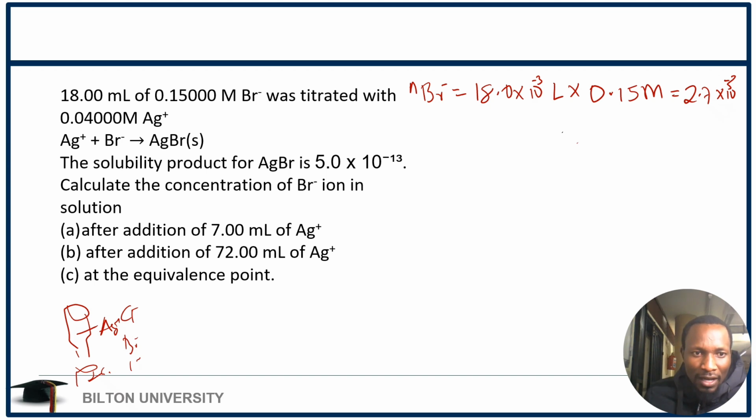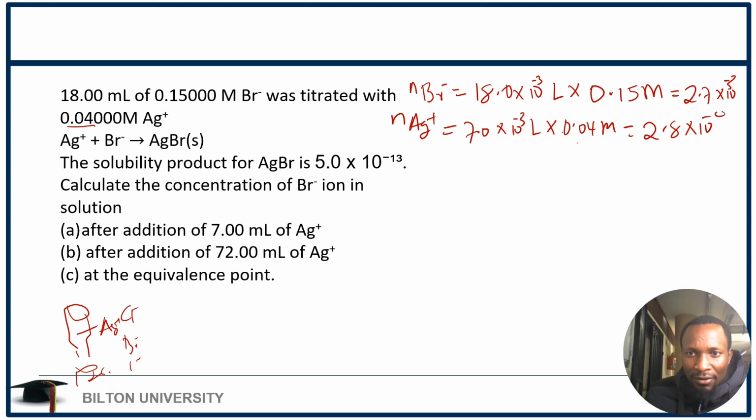And then we're told, after addition of 7.0 mL of silver ions, we also need to calculate the moles of the silver ions that we added, which is going to be the volume that we added, 7.0 times 10 to the power minus 3 liters, times the concentration of the silver ions, which is 0.04 molar, and that's going to give us 2.8 times 10 to the power minus 4 moles.